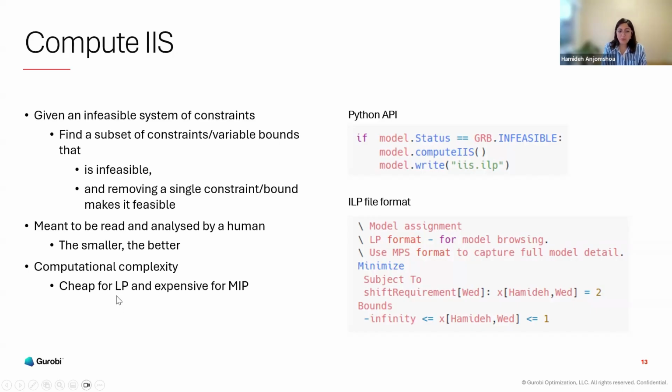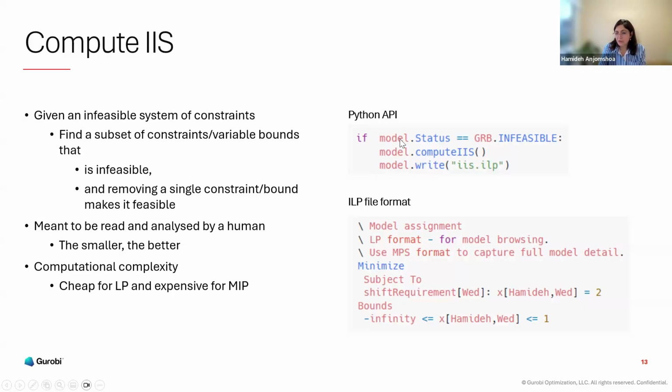A very important and critical point here is computational complexity. If it's an LP, it's cheap. You can run it and find those easily, it's not a problem in most cases. But if it's a MIP, sometimes it's very, very expensive to run those. So later I'll show you some of the tricks and features that we have so that you can be mindful when you're computing an IIS. The commands in Gurobi, for example Python, support many APIs. I'm just showing some of the Python API as a start.